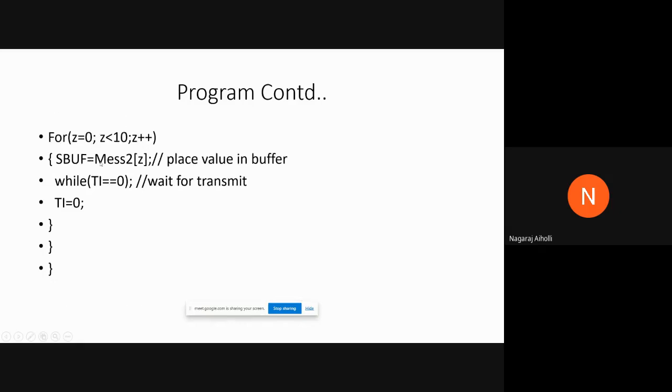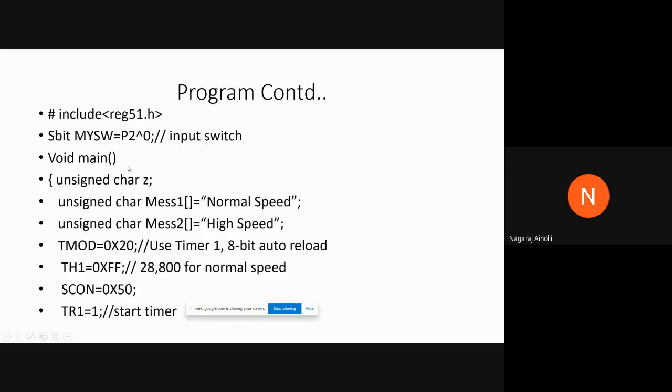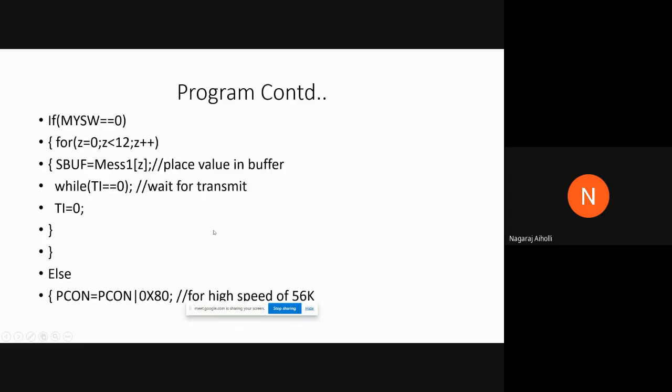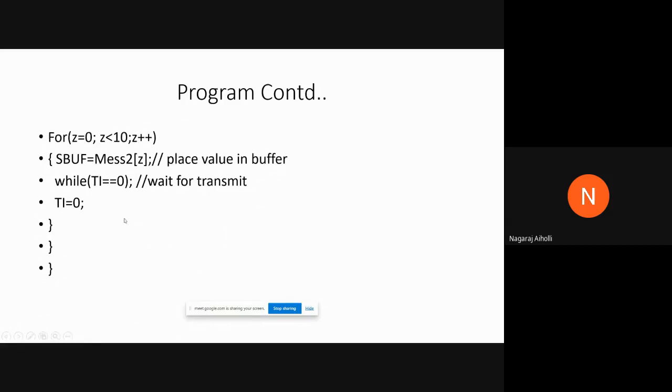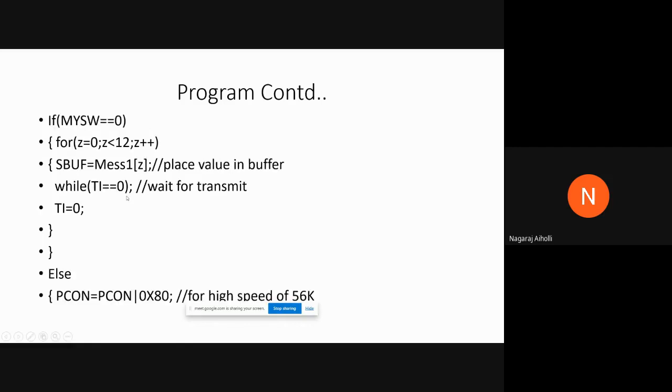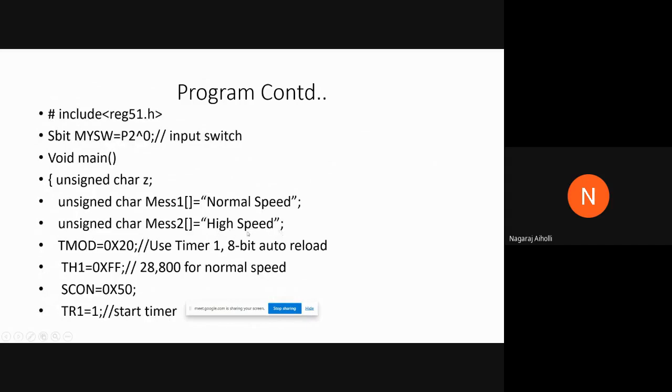So similarly for the second message also, SBUF is equal to message 2 of z. For z equal to 0, message 2 of 0 means the first character of high speed, H. First character H will be stored in SBUF. Then we are monitoring the TI flag to check whether the character H has been transmitted completely. Once the character H has been transmitted completely, TI becomes equal to 1. Then we are making TI equal to 0 for transmitting the next character. Like this, all the 10 characters of the message high speed will be transmitted.